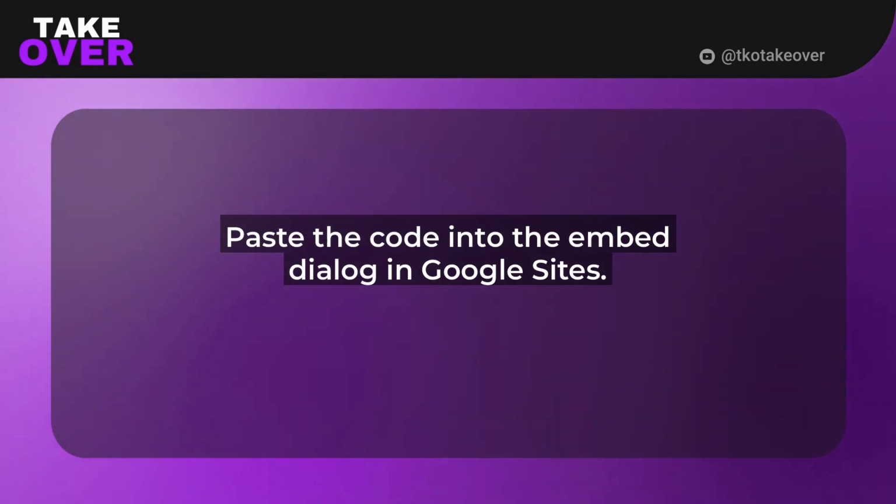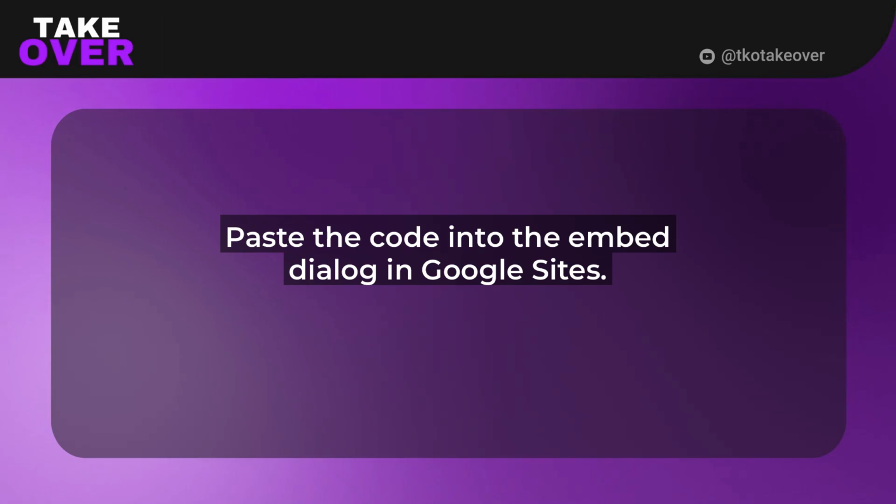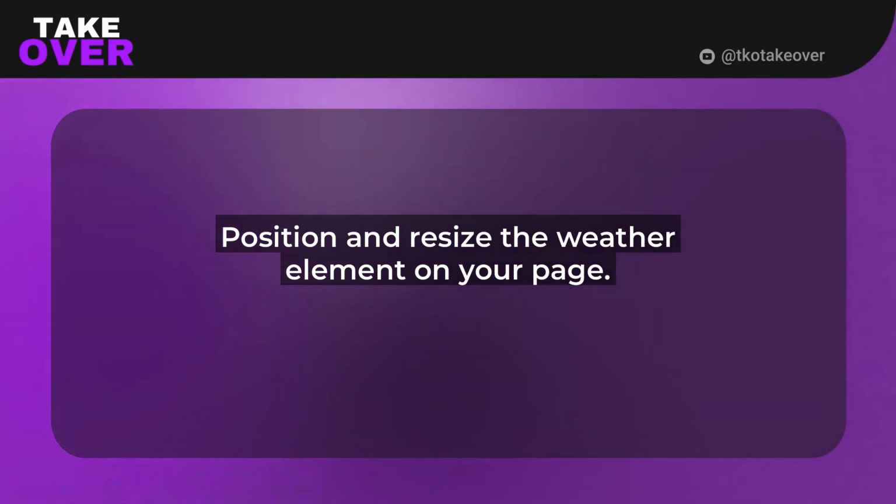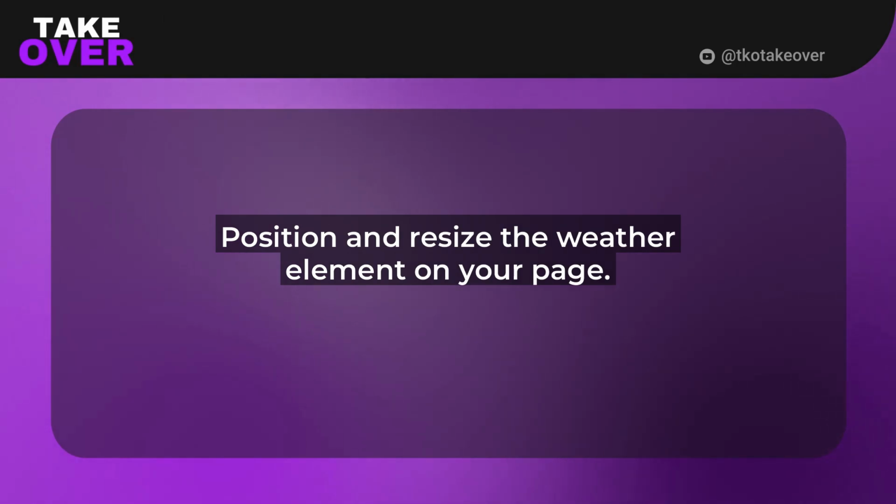Back in Google Sites, paste the embed code into the Embed dialog box. Hit Insert, and voila! Your weather element should appear on the page. Don't forget to resize it or position it where it fits best, like in a sidebar or at the top of your homepage. Save your changes and preview the site to see it in action. If the weather isn't updating, double-check your API key or ensure the embed code is current.